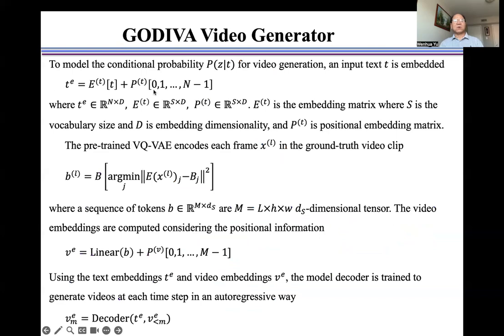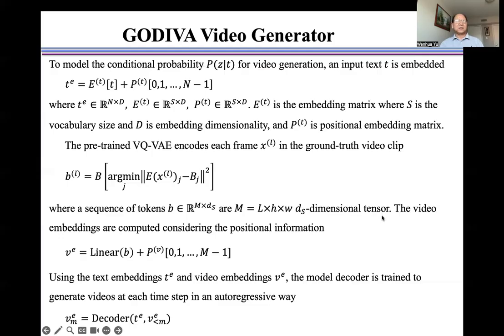To model the conditional probability P for video generation, an input text T is embedded as here, where ET is the embedding matrix, where S is vocabulary size, and D is embedding dimensionality, and PT is a positional embedding matrix. The pre-trained VQ variational autoencoder encodes each frame X in the ground truth video clip as shown here, where a sequence of tokens B are M by ds dimensional tensor.